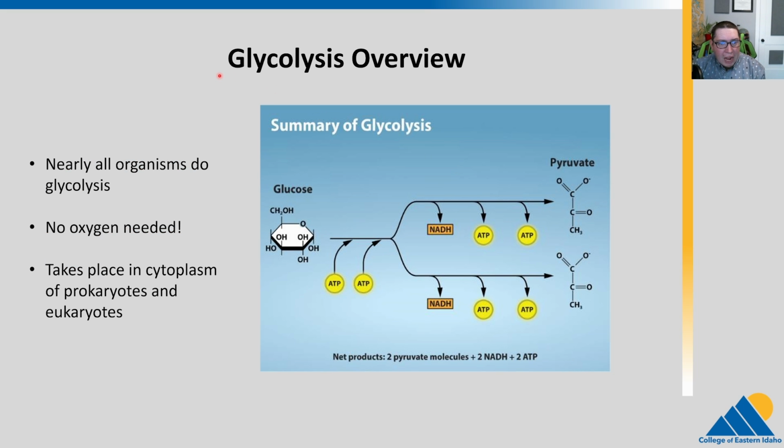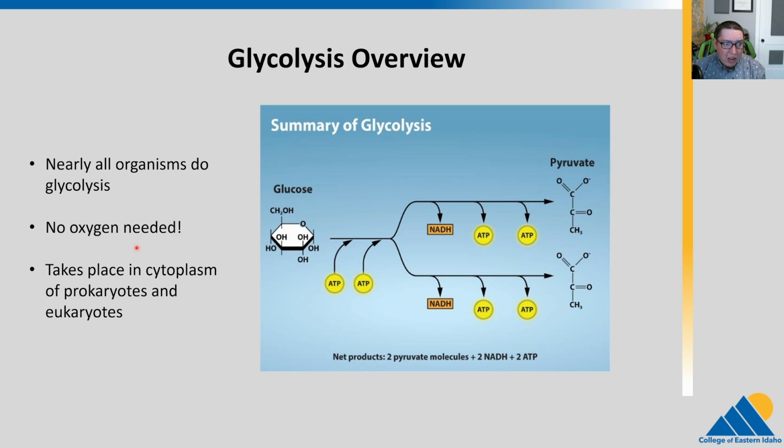So what is actually happening here? Glycolysis is a series of chemical reactions that lead to the production of pyruvate and generation of NADH and ATP. Nearly every organism on Earth can do glycolysis. We all have the same enzymes for it. We think it's one of the earliest processes that likely evolved in life, and we haven't changed it because it's been working, right? No oxygen is needed for glycolysis to occur.